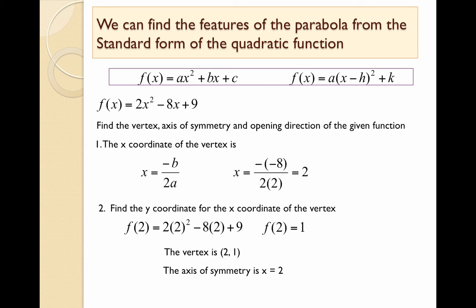And now we have to figure out our opening direction, and recall that the opening direction is based on the coefficient a, and if you compare the two forms, standard form and vertex form, a is the same number in both of them. So we can still easily tell which way our parabola is going to open. Our coefficient a is 2, which is a positive 2, so upwards is how our parabola is going to open.